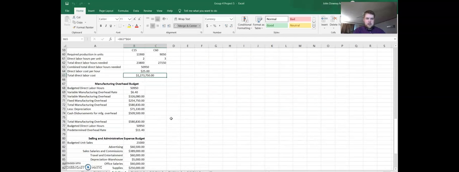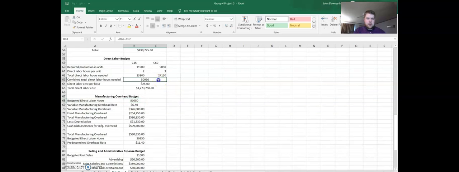Now we'll take a look at our manufacturing overhead budget. Our budgeted direct labor hours that we found in the direct labor budget right up here will be multiplied by our variable manufacturing overhead rate to give us our total manufacturing overhead cost. We'll add to that our fixed manufacturing overhead to give us a total manufacturing overhead cost of $580,830. And then we're going to subtract depreciation to give us the cash disbursements for manufacturing overhead of $509,500.